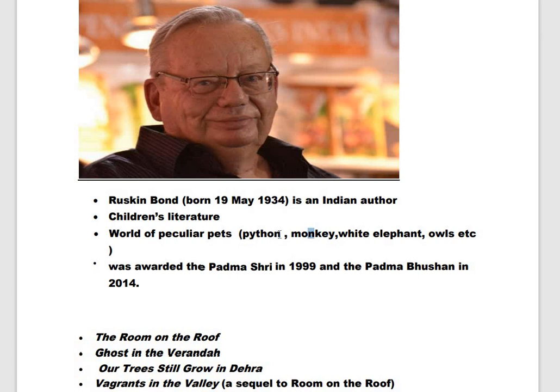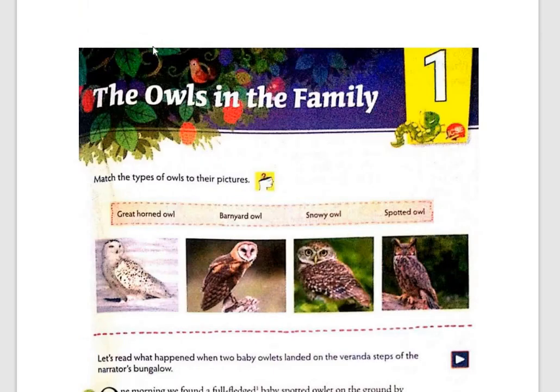So all these stories are there. Grandfather and the python. Here we find there is Aunt Mabel. Aunt Mabel's name also comes in this story, our present story which we are going to read now. This one is The Owls in the Family. This is all about our Ruskin Bond and his famous world of children's literature.